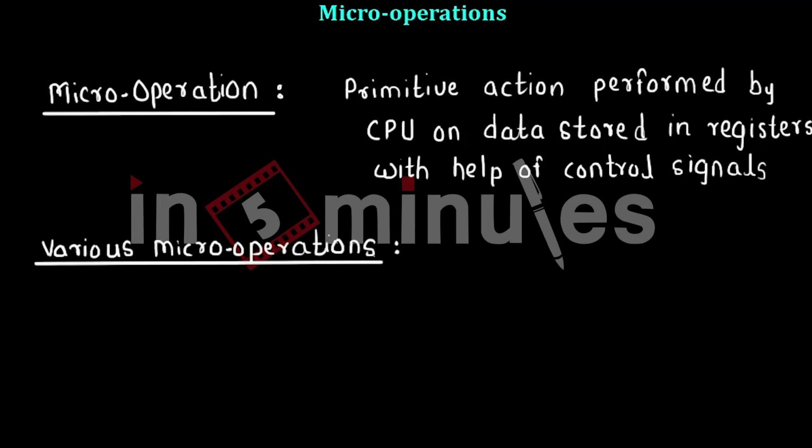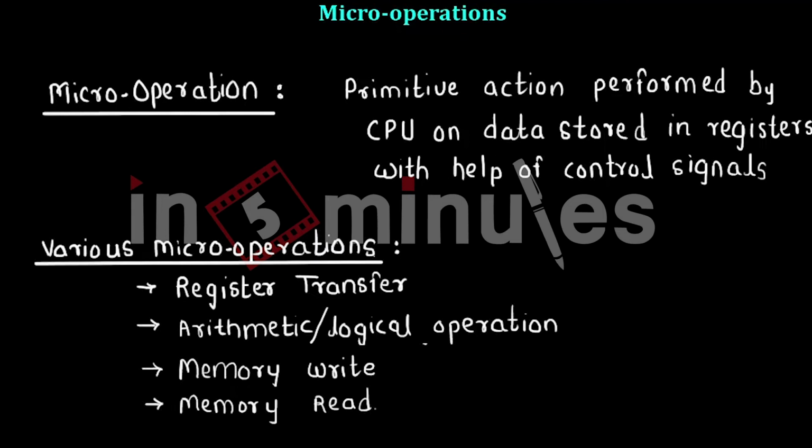Now, different micro operations that can be performed inside a CPU can be categorized as first, register transfer, transferring the data from one register to another, then performing arithmetic or logical operation on data stored in one or more registers, then writing into the external memory, and reading from the external memory. So these are the various micro operations that we need to perform during different steps of instruction execution.